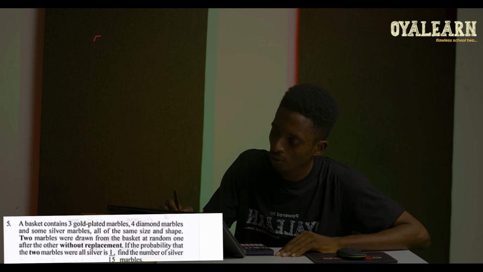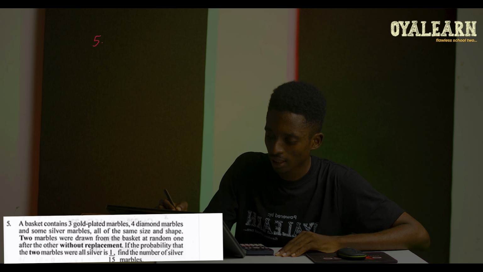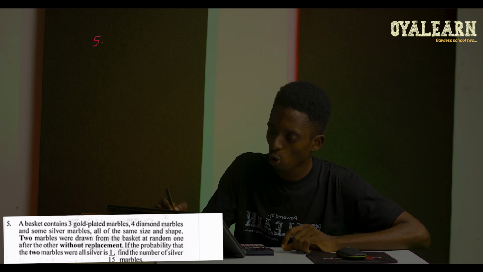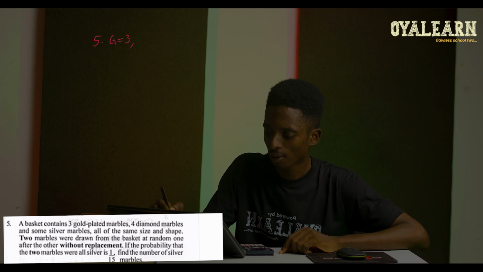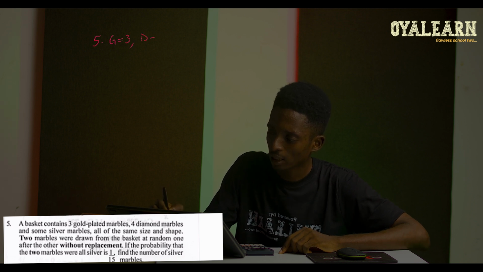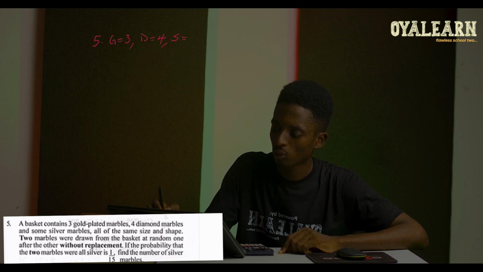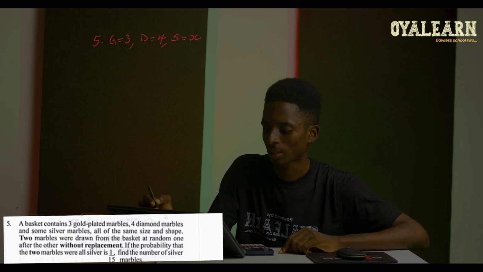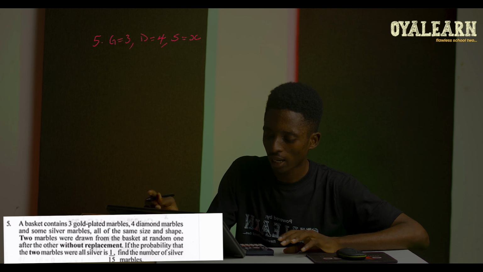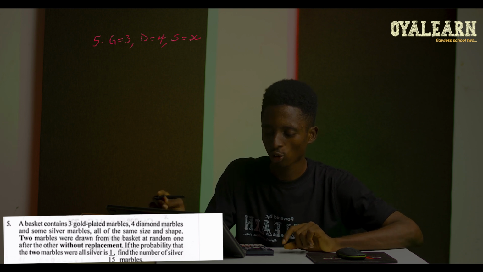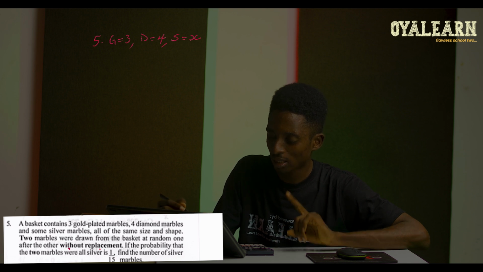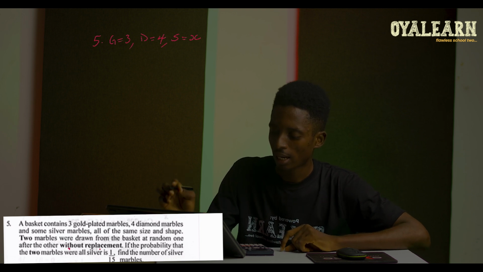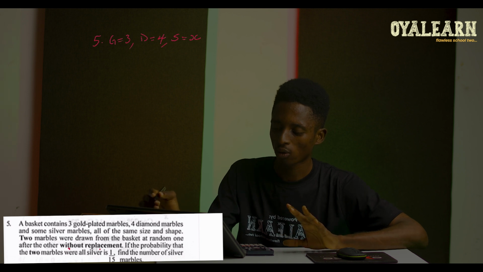Now to solve question 5, we're given that a basket contains 3 gold-plated marbles, so G equals 3, and then 4 diamond marbles, so D equals 4, and then some silver marbles, so let's say our S, which is unknown, we call X. We're told that 2 marbles were drawn from the basket at random, one after the other without replacement. Since no replacement is done, we have to take note of that. And then the probability that the 2 were silver is 1 over 15.